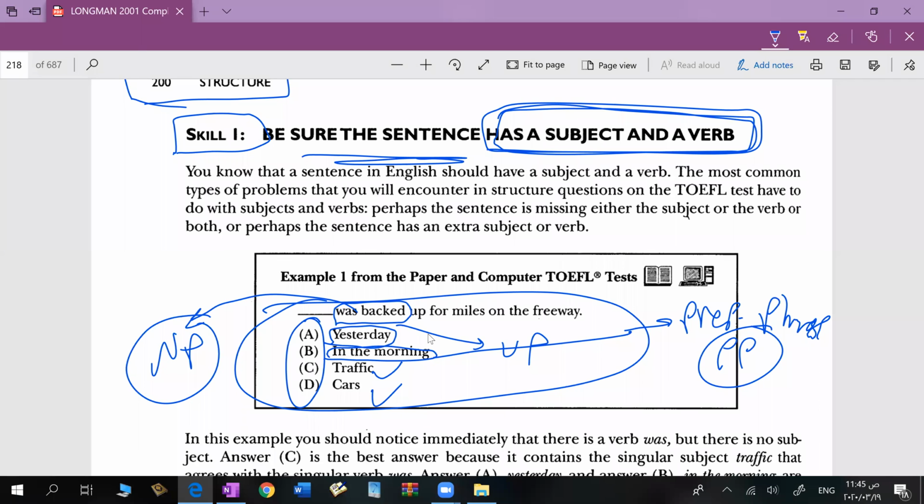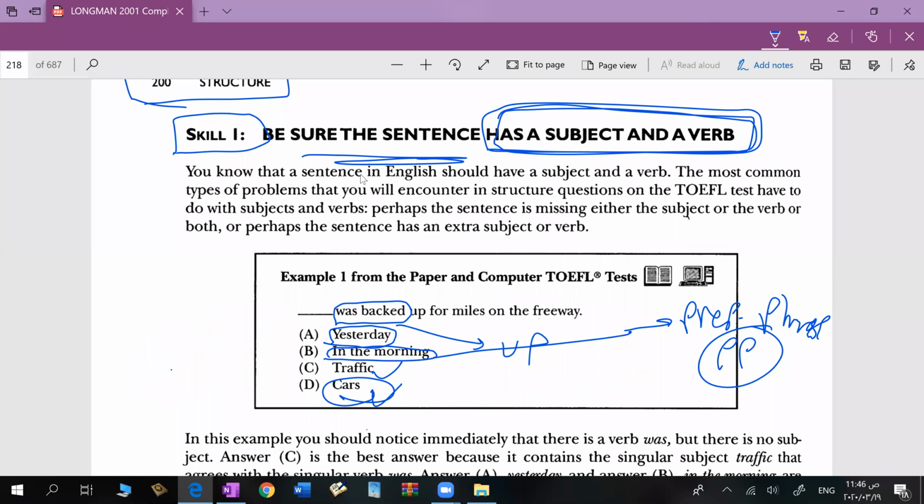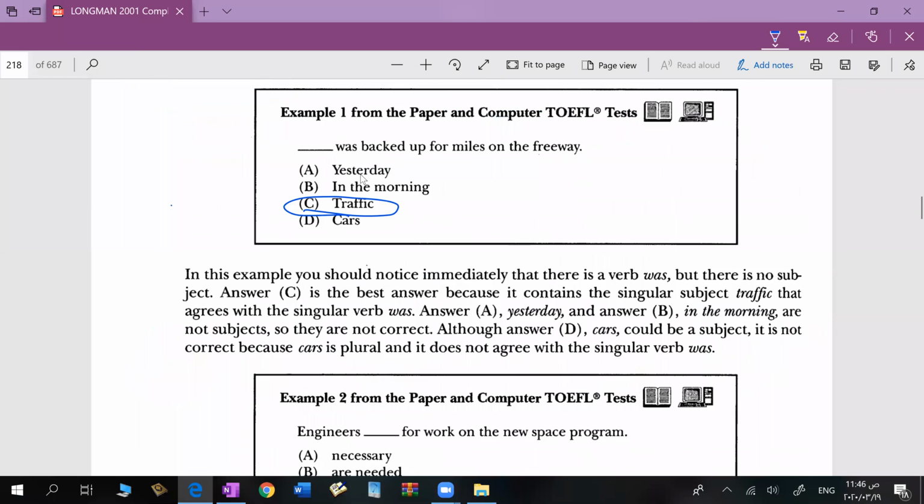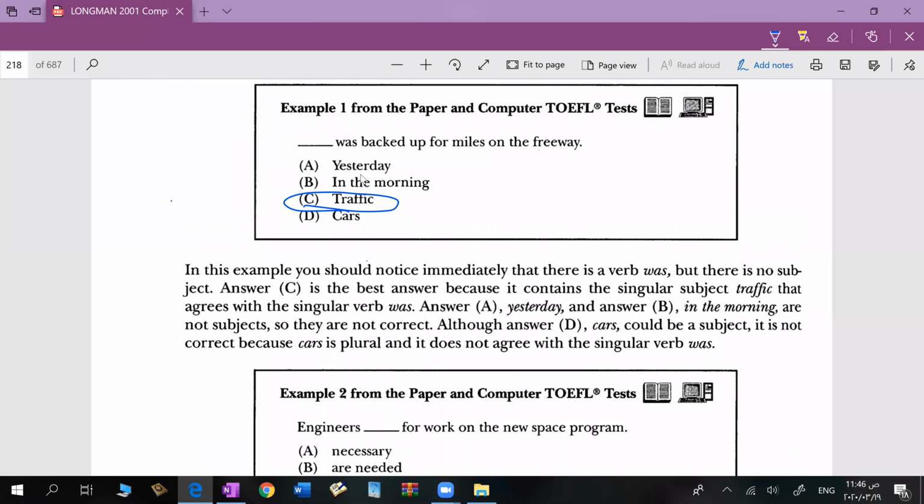Let's get back to the sentence. Can we say "cars was backed up for miles"? "Cars was backed up" or "cars were backed up"? Cars? No. It doesn't have subject-verb agreement, so it's traffic because it is uncountable. So the right answer is traffic. So we know why traffic is the right answer, because we need a subject. It must be a noun phrase.